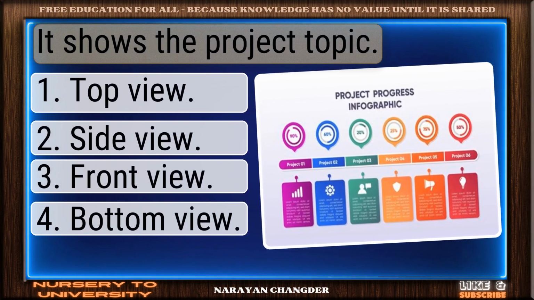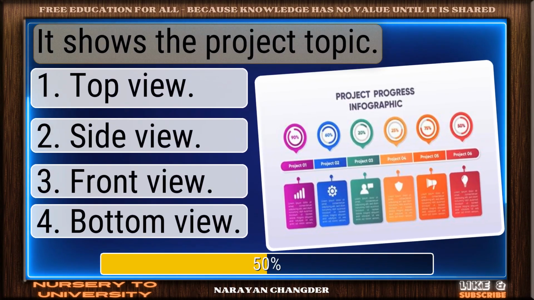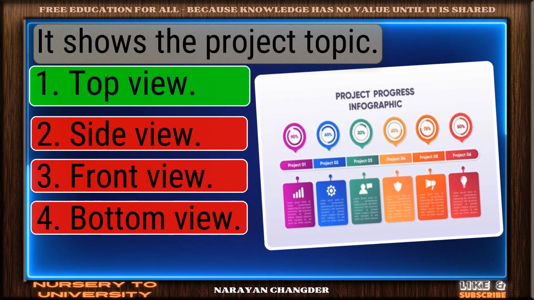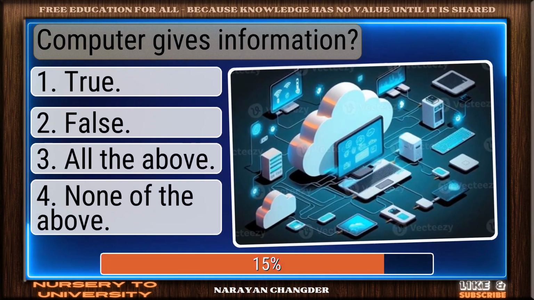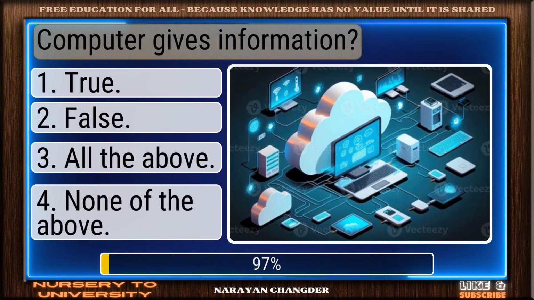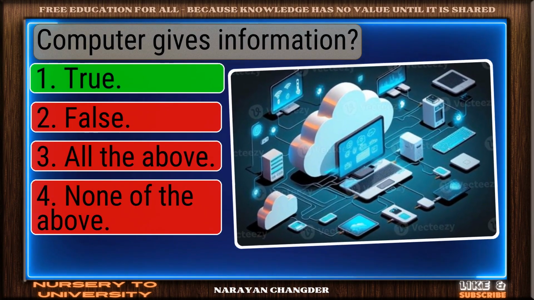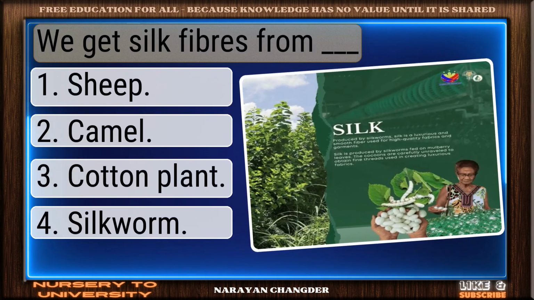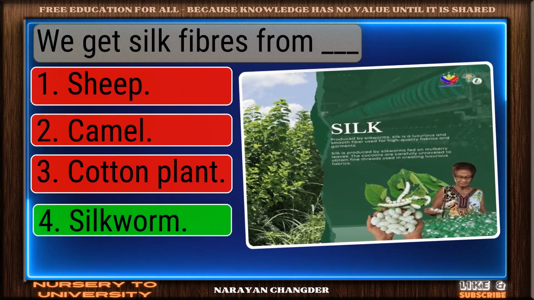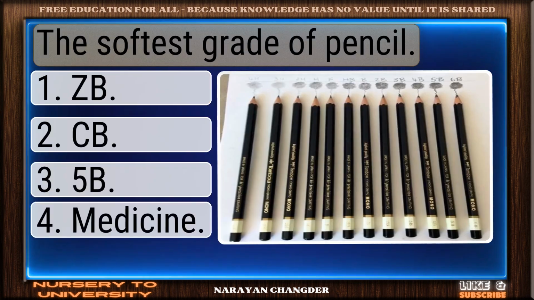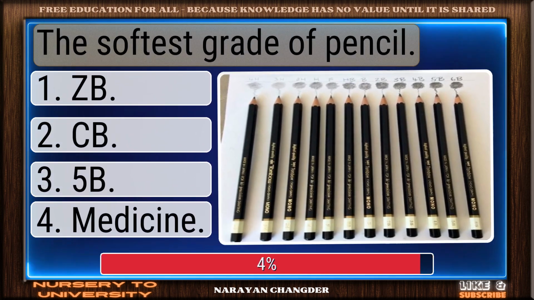It shows the project topic. Perfect. Top view is the one. Computer gives information. Excellent choice. True is right. We get silk fibers from dash. You chose silkworm. Correct. The softest grade of pencil.